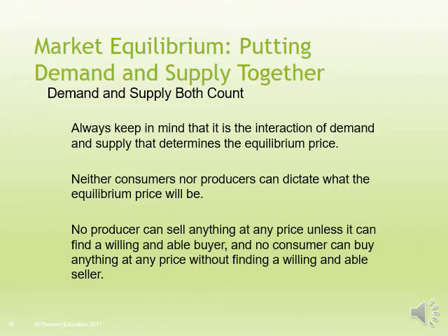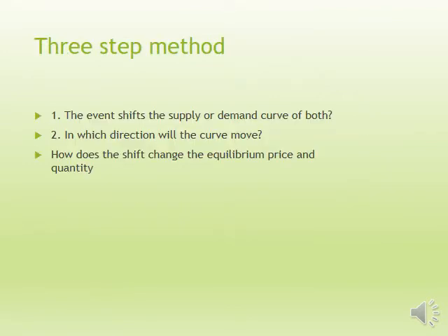Now, no producer can sell anything at any price unless he is able to find a willing and able buyer. And no consumer can buy anything at any price without finding a willing and able seller. And the only place where you have an equal number of willing and able buyers to willing and able sellers is at the equilibrium price.